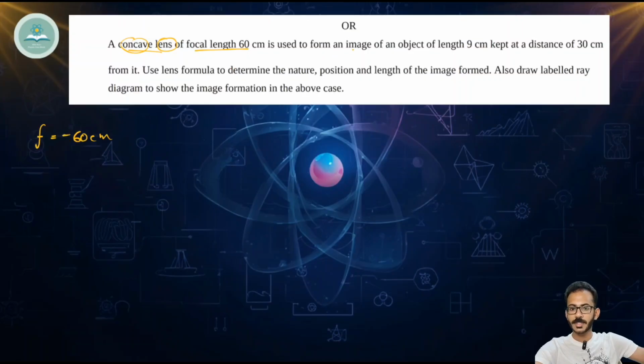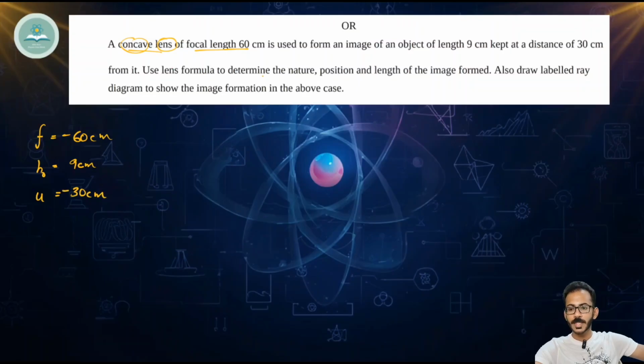It is used to form an image of an object of length 9 centimeter. So the height of the object is given to us, that is 9 centimeter. It is kept at a distance of 30 centimeter. And this object is kept at a distance of 30 centimeter. Always we say object distance is negative.